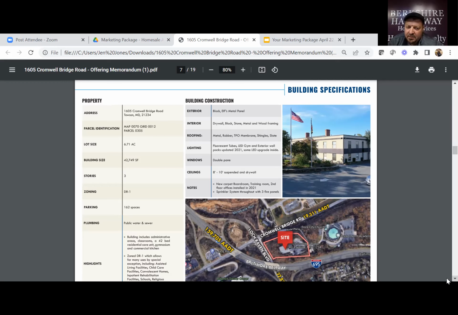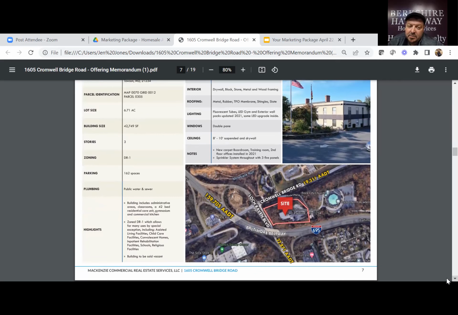And then the plumbing, public water, sewer, and any highlights that you may have. Building includes administrative areas, classrooms, a 42-bed residential care, a gym, a commercial kitchen, and then the zoning and what it's allowed for. And then some of the property specifics like the interior, the roofing, the lighting, the windows, the ceiling height, 8 to 10 foot. If your client has a 14-foot ceiling height requirement, this building won't work for them without a lot of modifications in construction. Okay.